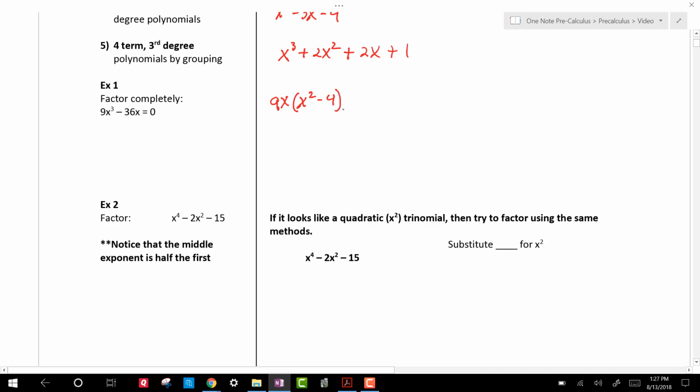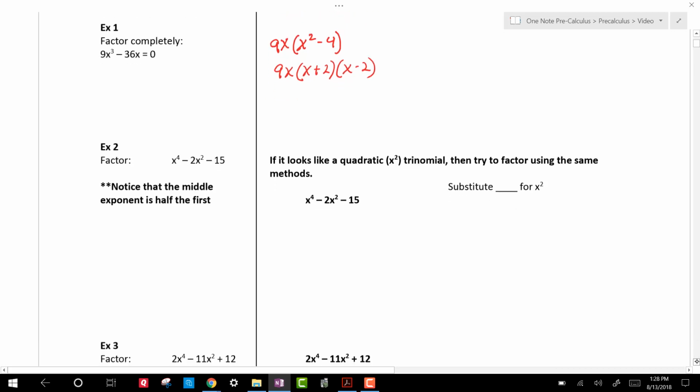Now, again, because I'm not solving, I'm not really worried about the equal 0. The 9x is done, but the x squared minus 4, that's number 2 on your list. This is a difference of two squares. Sometimes you can continue to factor, other times you can't. So this would be x plus 2 times x minus 2. All right, so common terms, difference of squares.